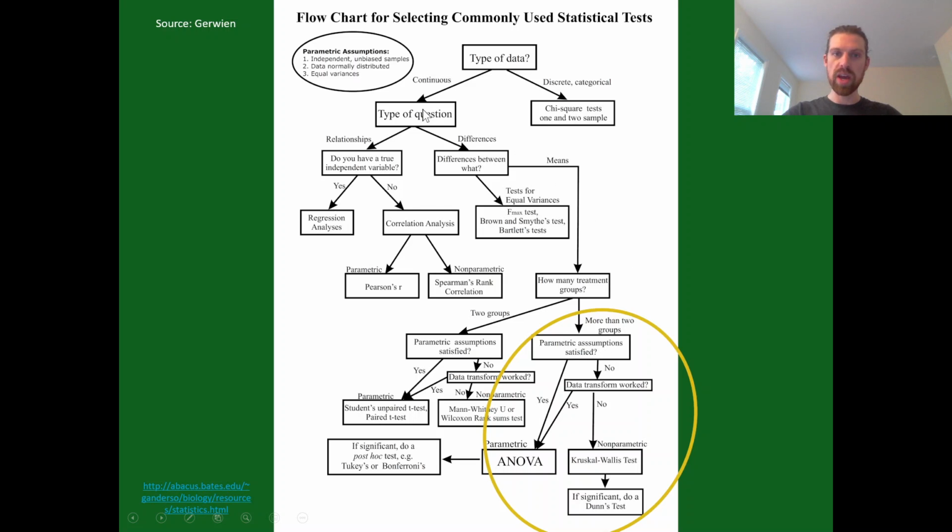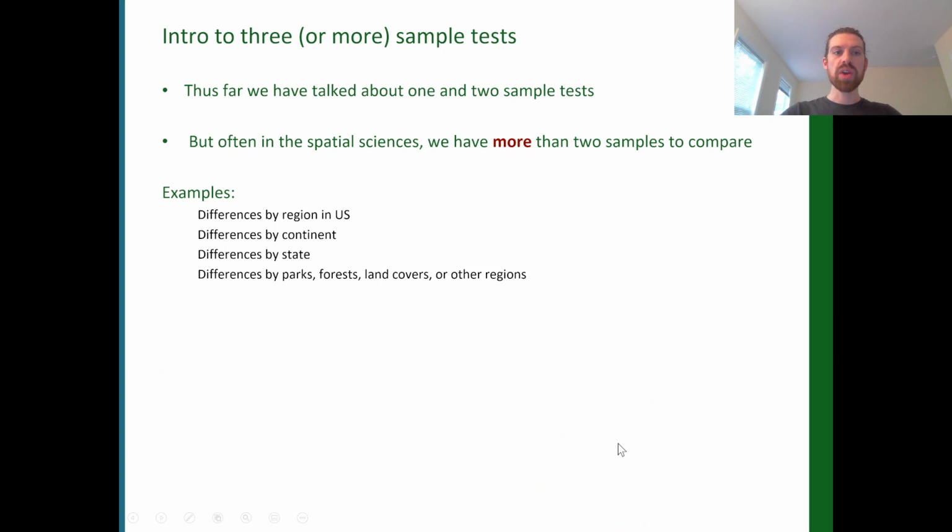So we have questions where we're using continuous data. We're looking at differences between the means in multiple different sample groups. And for parametric approaches, we'll be focusing on ANOVA, the analysis of variance. And then for non-parametric approaches, we'll be using the Kruskal-Wallis test. So I think this is all reasonably straightforward for you.